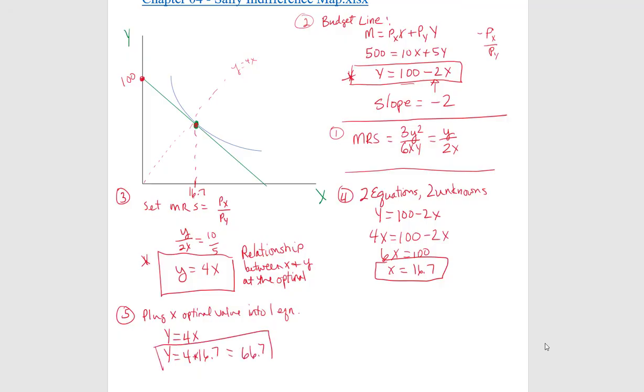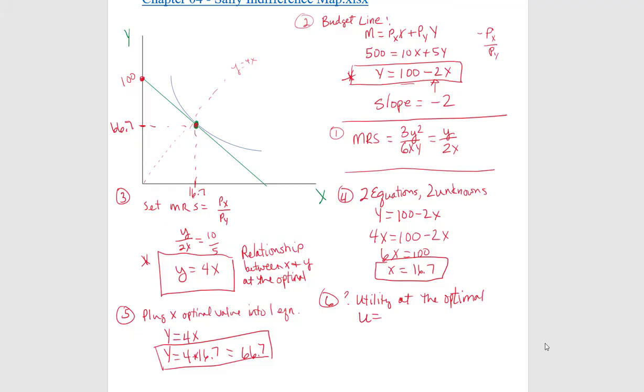So at the optimal, she's going to consume 16.7x and 66.7y. We know how many units she's going to consume. There is one additional question that we might want to ask. This is a little bit more optional. What is her level of utility at the optimal? In other words, how many utils is she getting out of this basket? Remember, utils is an ordinal measure, so it's not super useful in and of itself. It would only be useful when you're comparing one point to another point, but we could calculate it nonetheless.